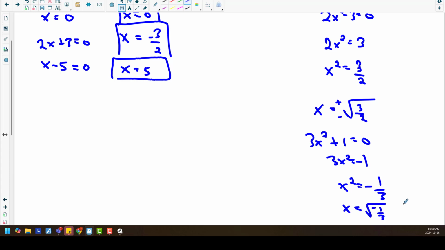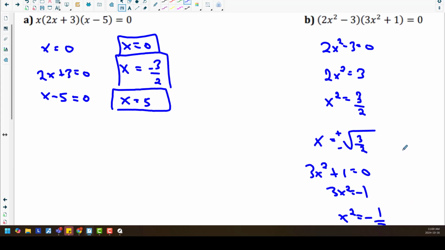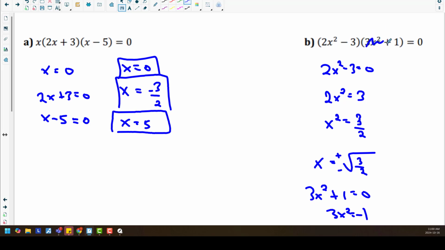Now question, can we take the square root of a negative number? We cannot. You cannot take the square root of a negative number. So there are no real solutions for this second bracket here. So the only zeros and the only solutions are from the first bracket. So this equation only has 2 zeros, only 2 solutions.